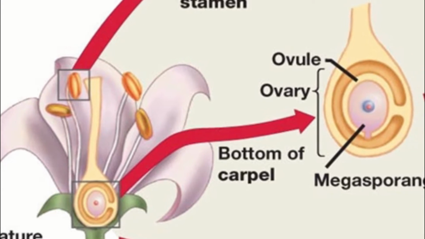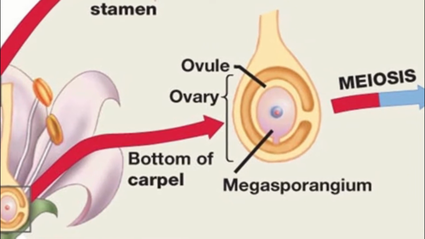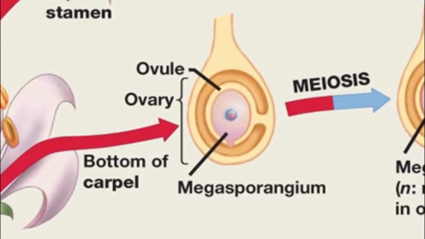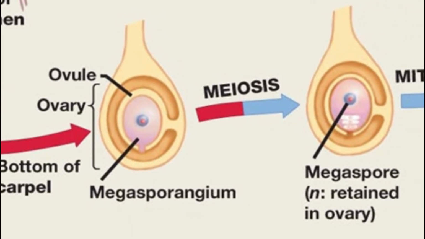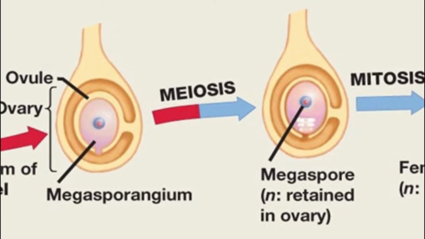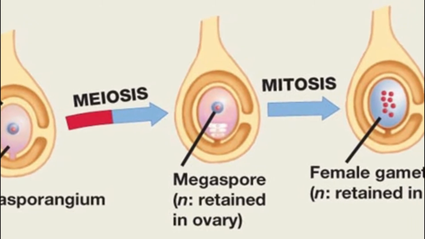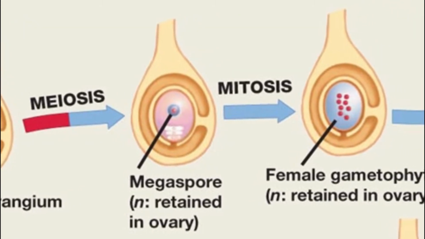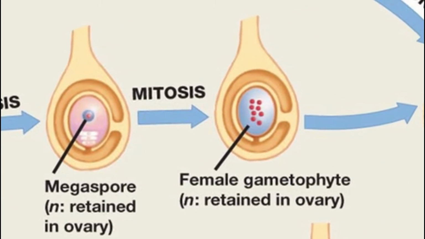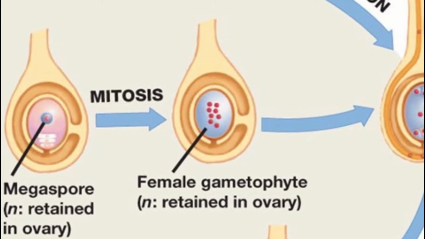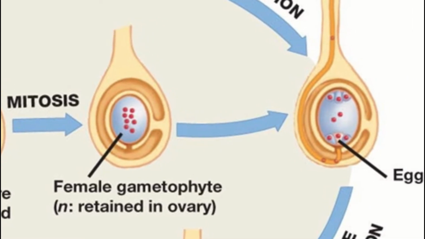We'll start with the female portion first. So at the bottom of the carpel, or the ovary in this case, you'll notice that there is a megasporangium inside of the ovary. This will undergo meiosis to produce several megaspores. Now, only one of those megaspores is actually retained to become the potential egg. The other 6 are then going to become the other cells of the female gametophyte. And remember, the female gametophyte is made up of 7 cells with 1 cell in the middle containing 2 nuclei.